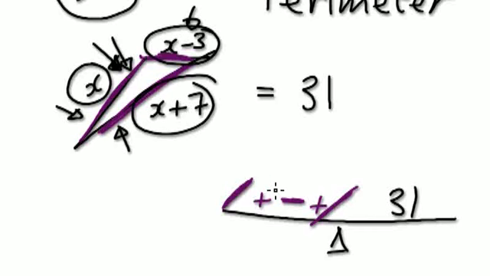So basically get this length, add it to this length, and then add it to this length, and it should equal 31. So somehow you've got to solve for x. Press pause and have a go. I haven't given you an example, but try and do it anyway. Okay, I will now tell you the answer.